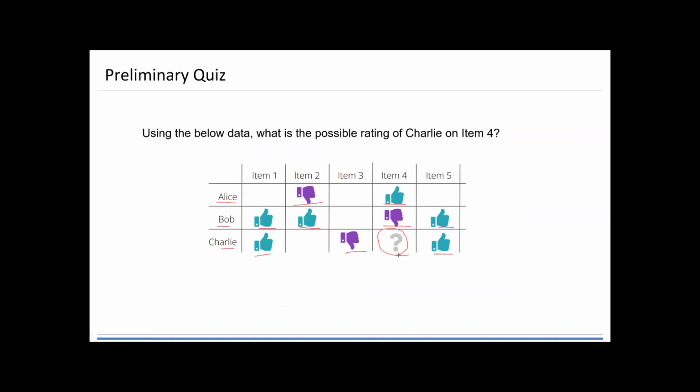Do you have any idea? Yes, because I know that there is a similarity between Bob and Charlie, not with Alice, because most of the ratings here are the same, and here they are the same, then I can predict that this is bad. So that's the way we usually do the prediction.